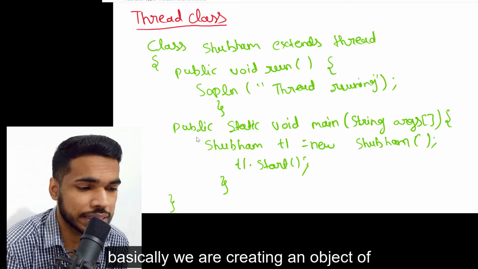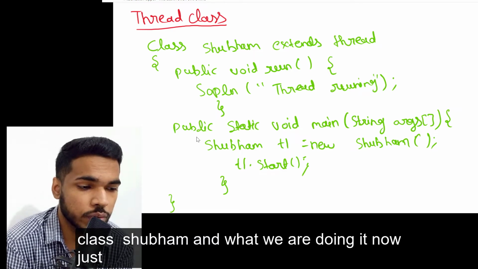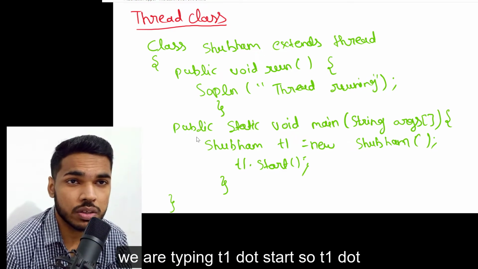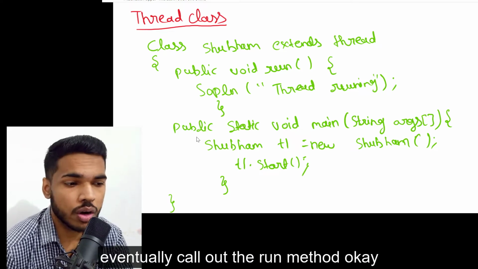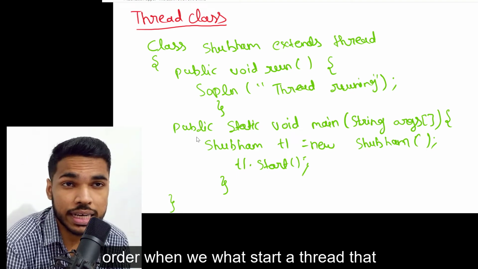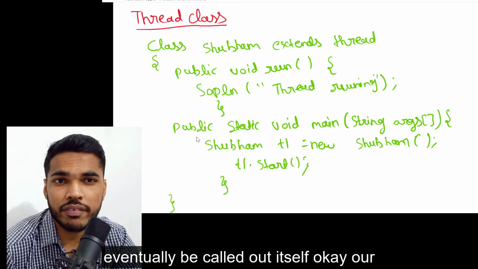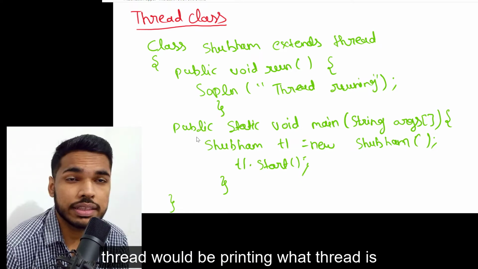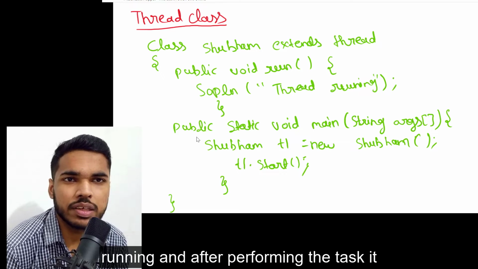What is done here? Basically, we are creating an object of class Shubham, and now we are just typing t1.start. So what does t1.start do? It would call the run method, which is written above, that is public void run. When we start a thread with t1.start, the run method is called by itself. Our thread would be printing "Thread is running," and after performing the task it would come back.